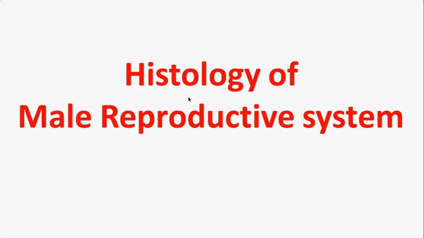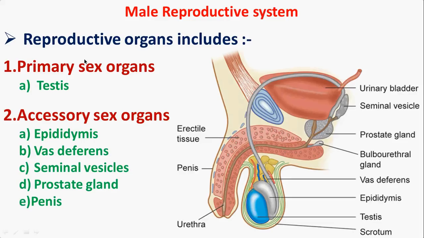Okay, today we will see the histology of the male reproductive system. In the male reproductive system, we know the primary sex organ is the testis; the accessory sex organs are the epididymis, vas deferens, seminal vesicle, prostate, and also the male urethra and the penis. We will discuss the histology of the structures one by one.